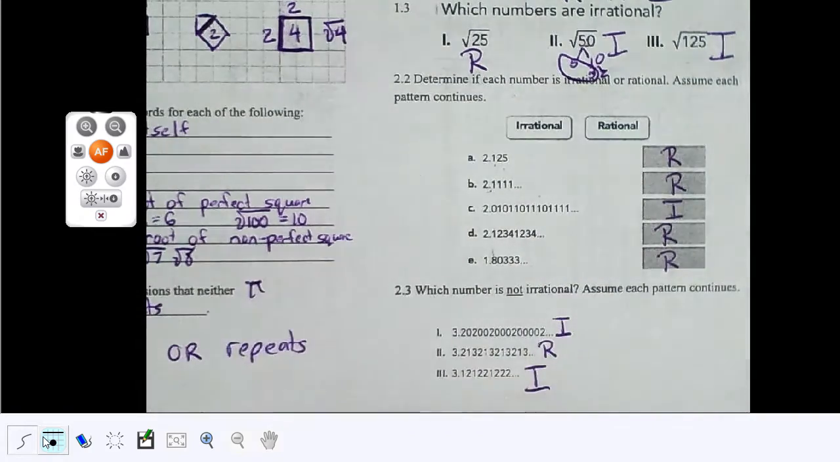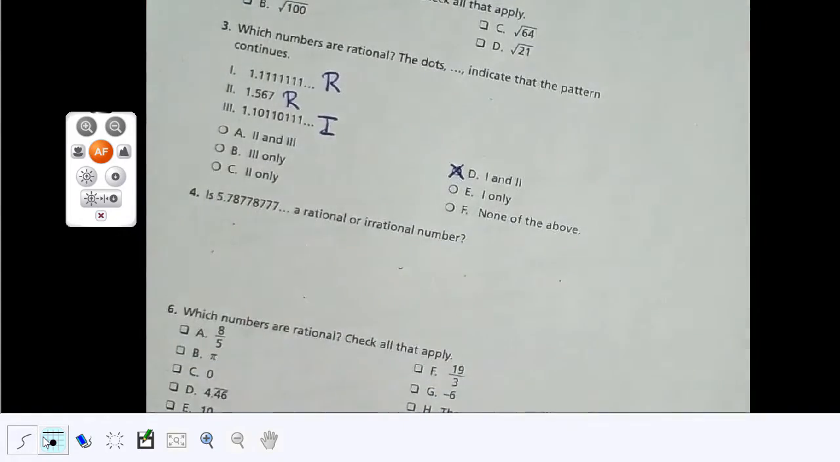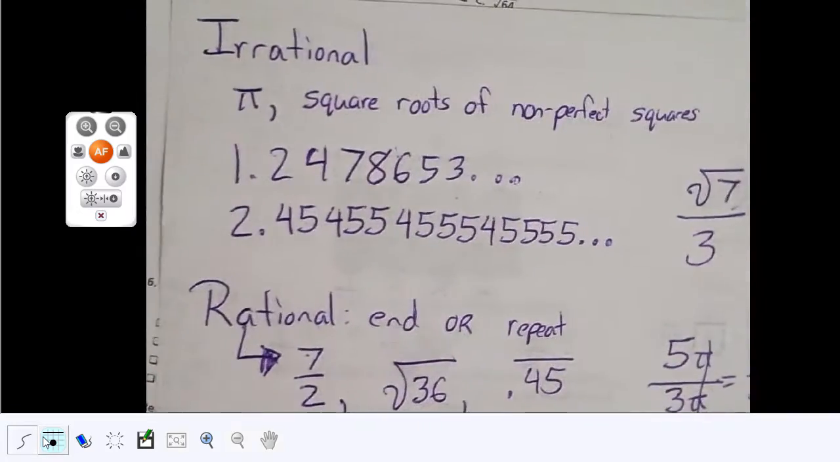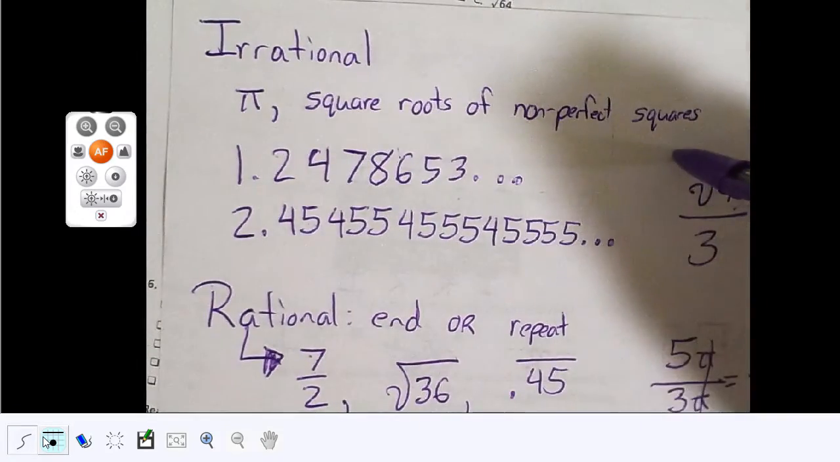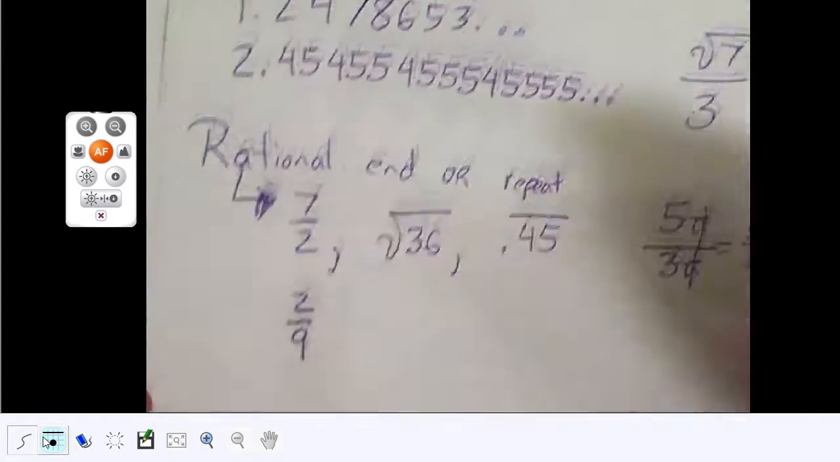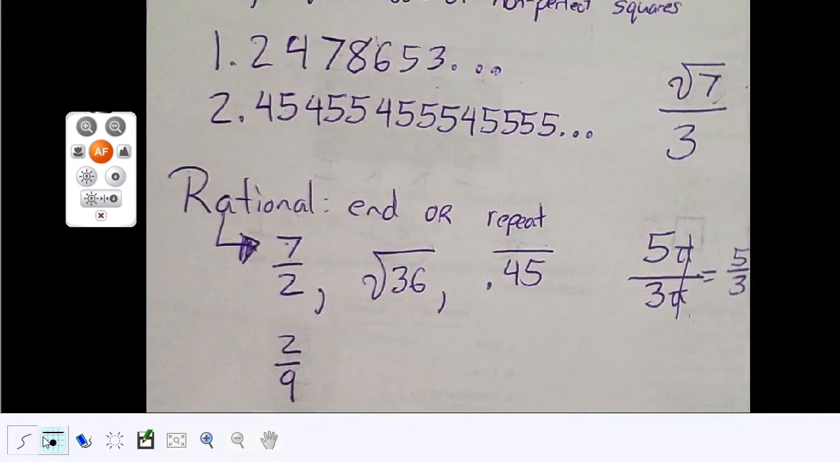All right, so on your homework today, you need to be able to tell me, is it rational or is it irrational? Go back to this anytime you're struggling. Irrational: pi, square roots of non-perfect squares, and look for the patterns. Rational: does it end or repeat? If you can prove that it ends or repeats, you know it's going to be rational. Good luck.